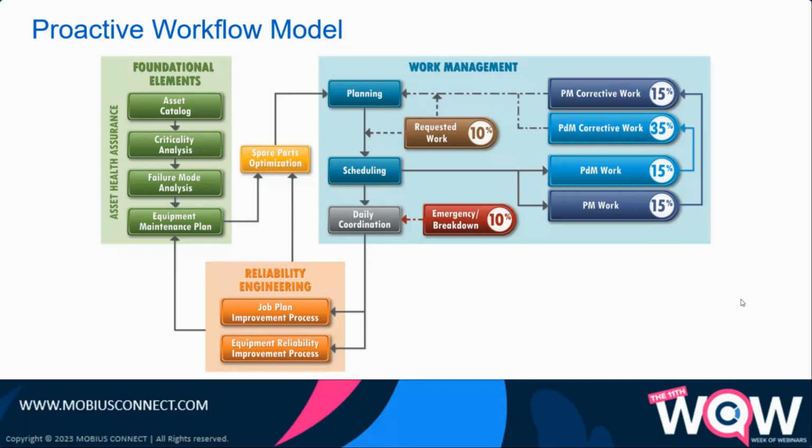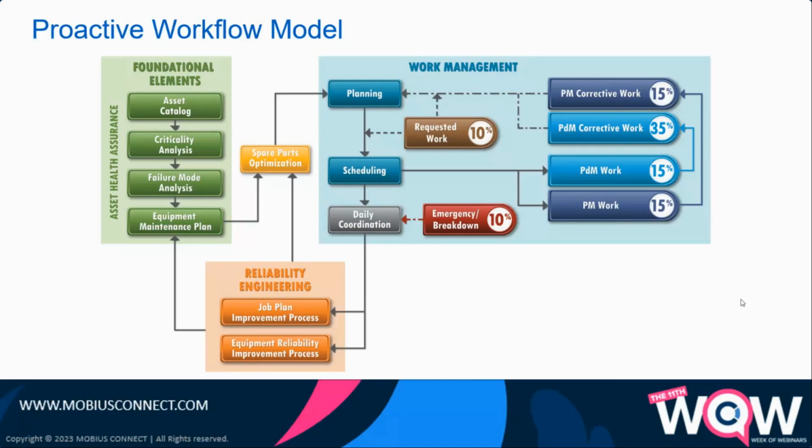The gold standard for what a maintenance strategy and execution of that maintenance strategy would look like. And it starts, on the right-hand side in the green, with the foundational elements that we talked about. Ensuring you have a good asset catalog, criticality analysis, failure mode analysis on your assets, and then a well-defined equipment maintenance plan. From there, a spare parts optimization strategy is also a key component of your overall asset management strategy. But you have to plan and execute your maintenance strategy, as already mentioned.